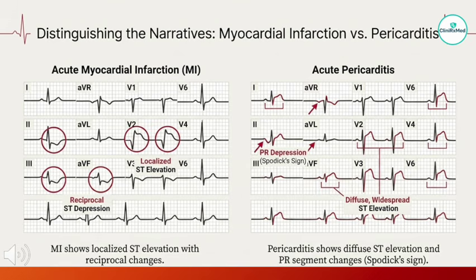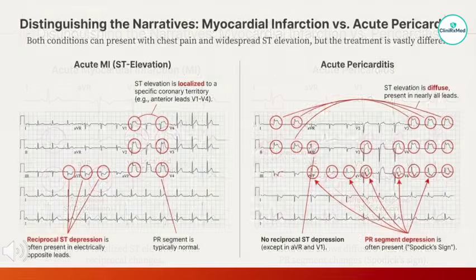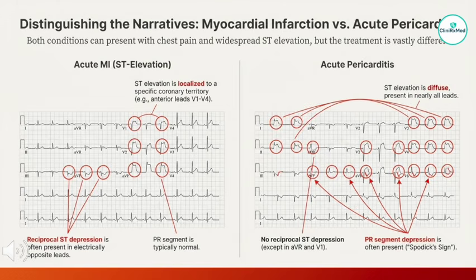An MI shows localized ST elevation with reciprocal ST depression in opposite leads. Pericarditis, however, presents with diffuse, widespread ST elevation across most leads and characteristic PR segment changes known as Spodek's sign. While both conditions present with chest pain and ST elevation, the treatment is vastly different.